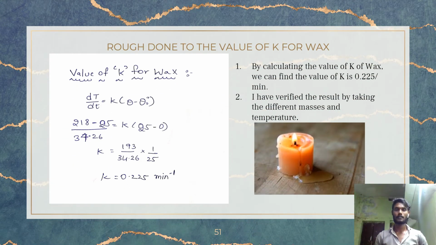The rough work done to find the value of K for wax. Here we have taken Newton's law of cooling formula and done the calculation. By calculating the value of K of wax, we find the value of K is 0.225 per minute. I have verified the result by taking different masses and temperatures.